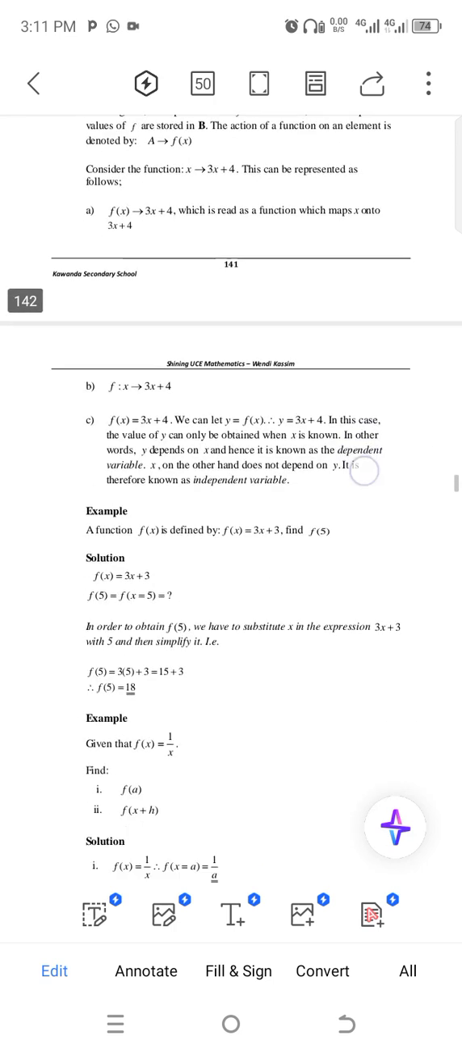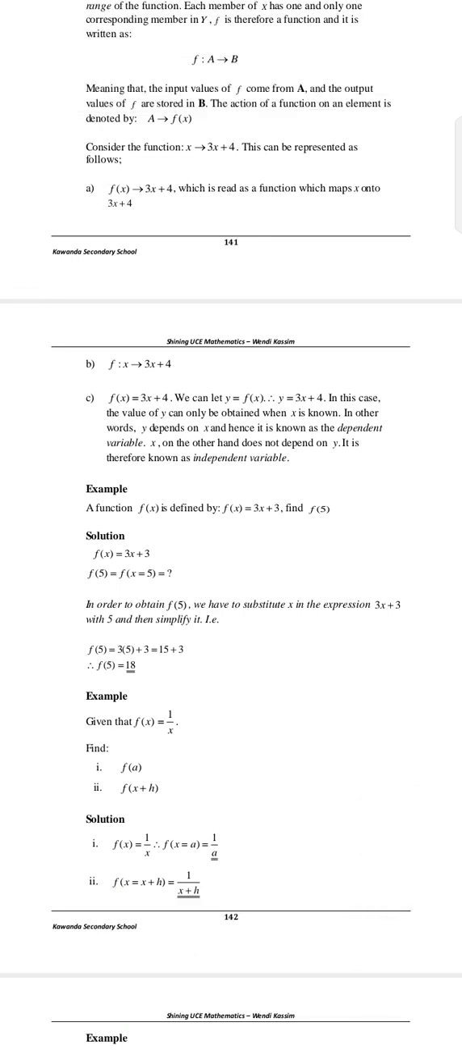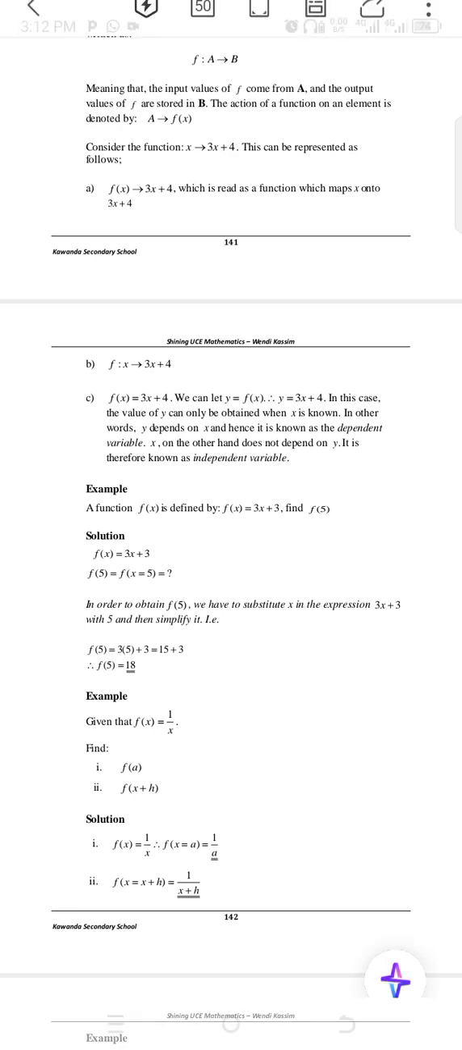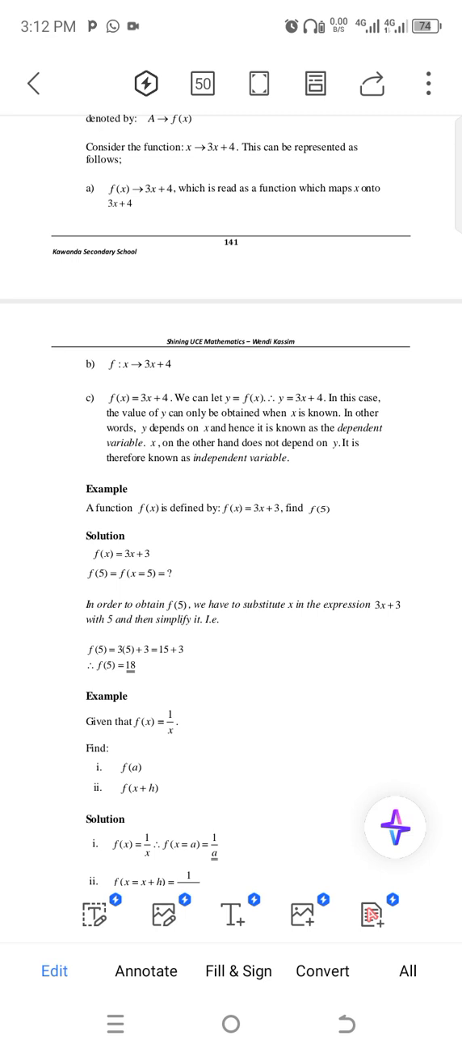So what will be mattering is this very point where we are about part A, which says f of x equals or maps to 3x plus 4, which is read as a function which maps x onto 3x plus 4. So in that case, if we say f of x equals 3x plus 4 in part C, we can let y to be f of x, y equals 3x plus 4. In this case, the value of y can only be obtained when x is known. In other words, y depends on x and hence it is known as the dependent variable. x, on the other hand, does not depend on y. It is therefore known as the independent variable.